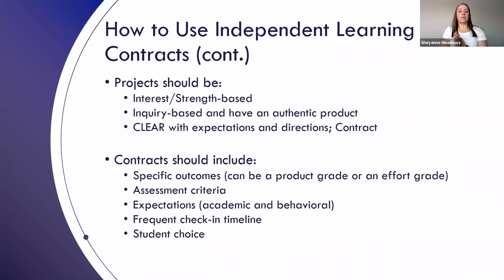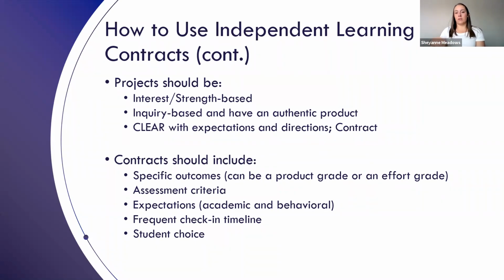When you're using an independent learning contract, it is really important that it is very clear with expectations, and that's why it's a contract. We don't want to send students out there with a vague idea and expect them to produce things and not get lost in the mud. Projects should be interest and strength-based as well. While they should be tied to whatever subject you're working on, if you can hone in on a particular interest or strength of that student, they are going to get the most benefit out of that.